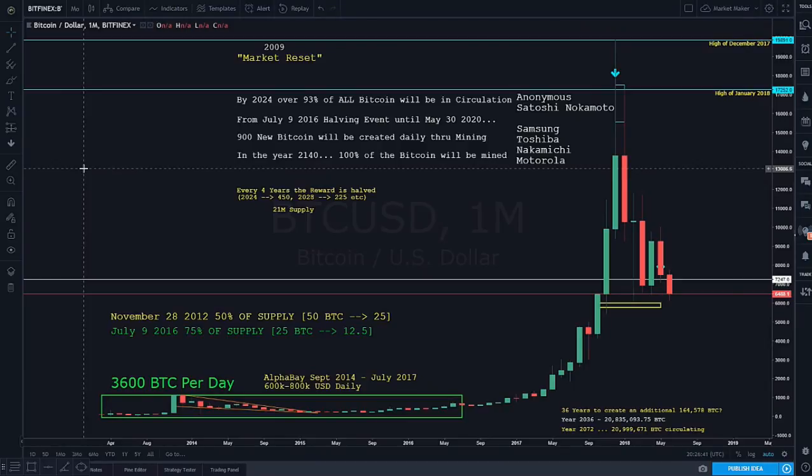And we can see that today, right now, the current reward every time that a block is verified onto the blockchain is 12.5 Bitcoin. So during this entire green box that we have displayed here on the screen, when the price of Bitcoin essentially was below $1,000 a piece, there were 3,600 new Bitcoin being created each and every single day.